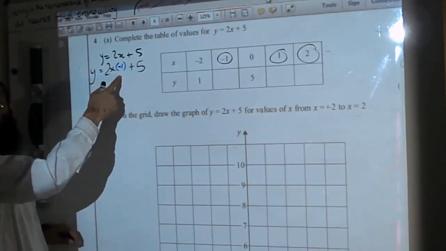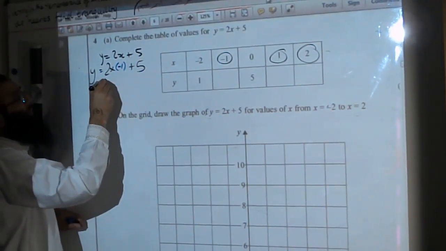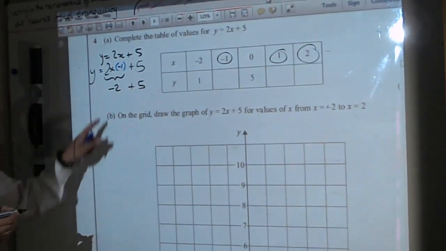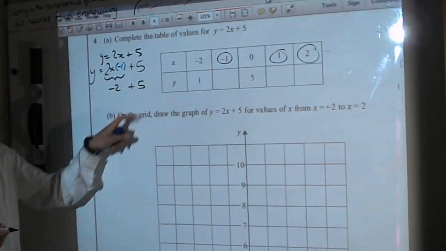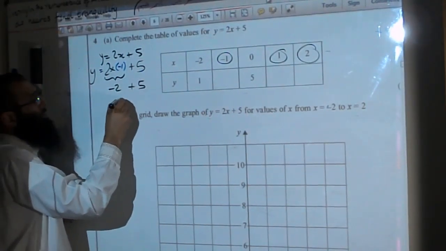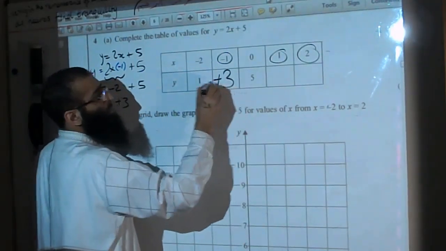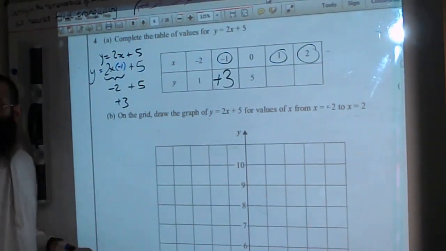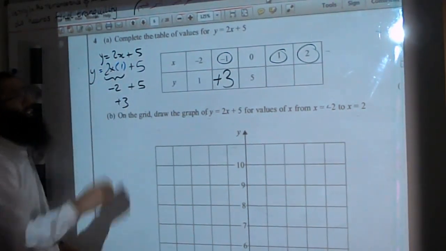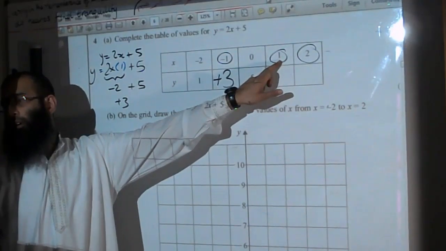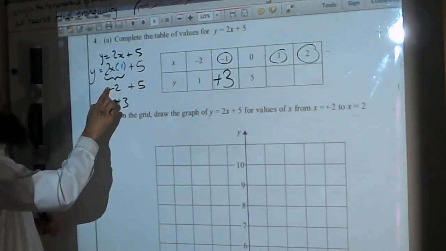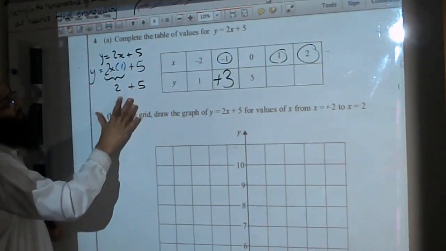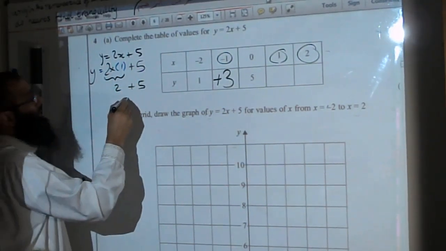So we have to do it now. 2 times by minus 1 will give us minus 2. Minus 2 add 5. So I owe you £2 and I have £5. So I have £3. Okay, so we've done for minus 1. What I'm going to do, I'm just going to use my finger and get rid of the minus, because we're going to 1 now. So try 1. 2 times by 1 will give us 2, and then 2 add this 5 will give us 7. Okay, lovely.